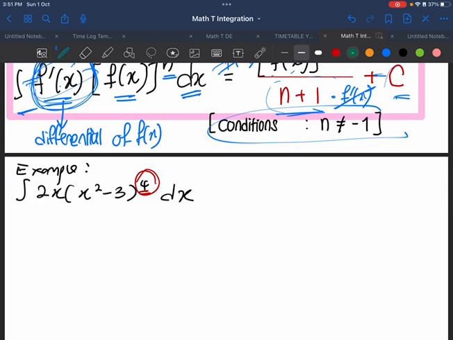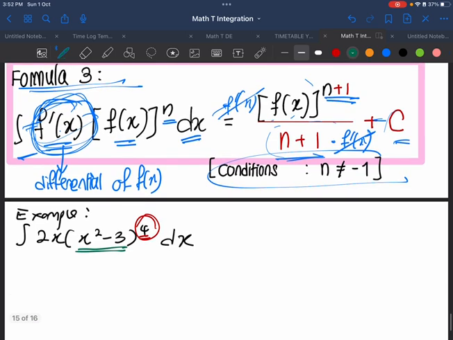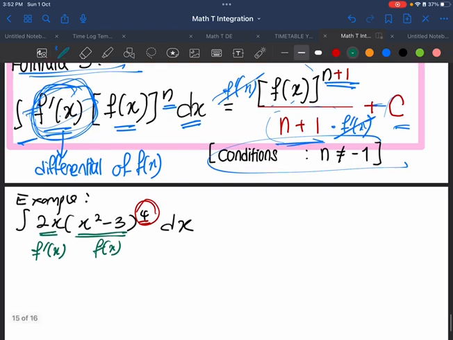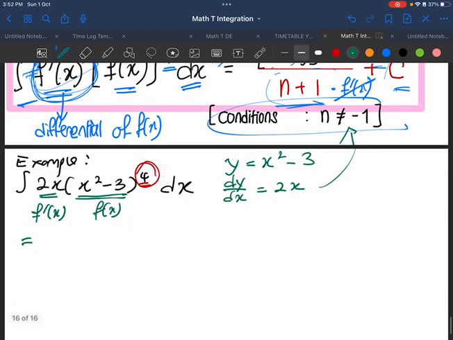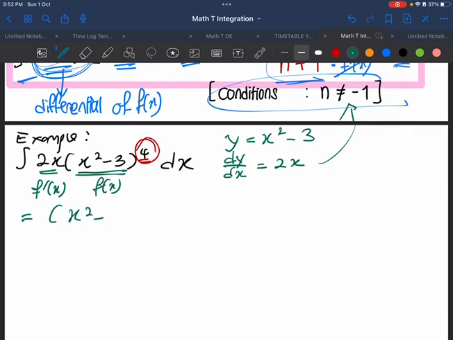As you can see, what is inside the bracket is not a linear function, so we cannot apply formula 2. Then you see this is actually f prime x, and here is fx. Then we can apply formula 3. So let y equal x squared minus 3, and dy/dx is equivalent to 2x. So we can just apply the third formula that we memorized already. We get x squared minus 3, this one just disappears, the power plus 1 gives 5, divided by the new power, and add plus c, and we get the answer.